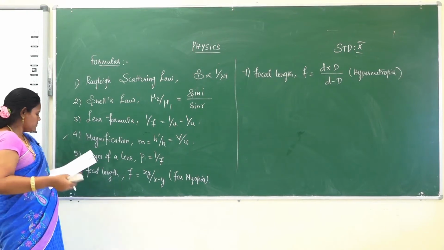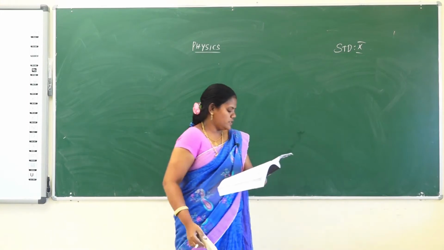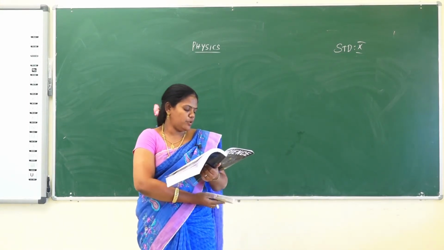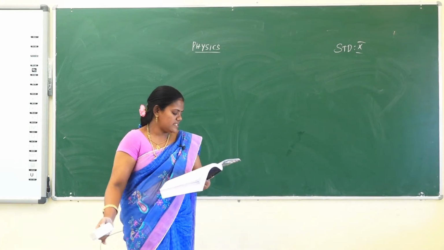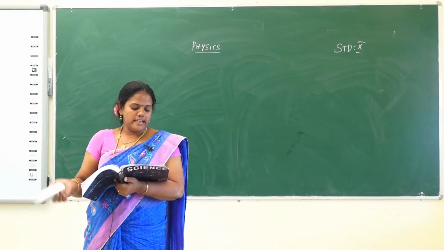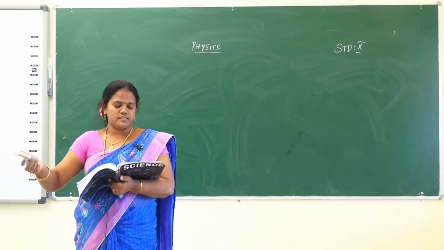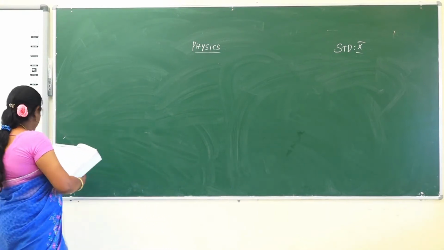First problem: light rays travel from vacuum to a glass whose refractive index is 1.5. If the angle of incidence is 30 degrees, calculate the angle of refraction inside the glass. Light rays travel from vacuum to glass, from one medium to another medium.